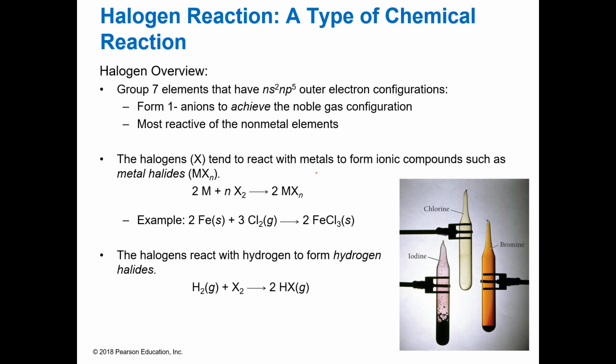All right, halogen overview. So halogens tend to react with metals to form ionic compounds, such as our metal and our halogen, which is called a metal halide. Here, for example, I have my metal iron reacting with chlorine, gives me iron chloride. And then they also react with hydrogen to form what's called a hydrogen halide. So hydrogen with chlorine would be HCl, for example.